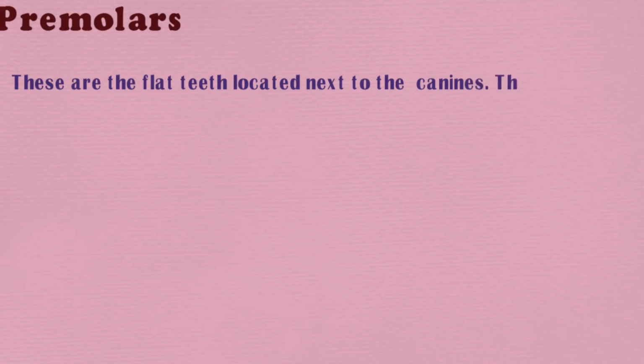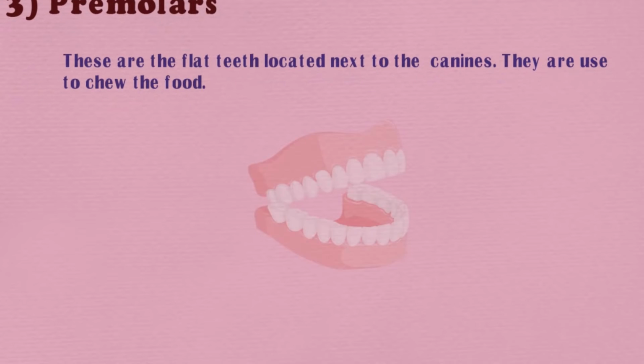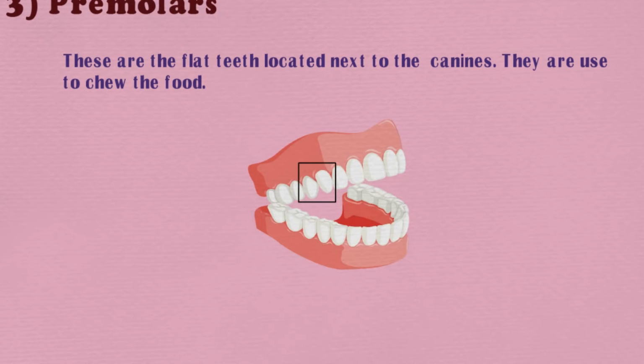Premolars. They are flat teeth located next to the canine. They are used to chew the food. There are 4 premolars in the upper jaw and 4 in the lower jaw.